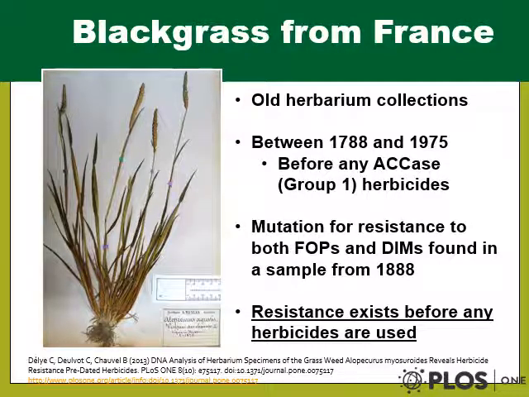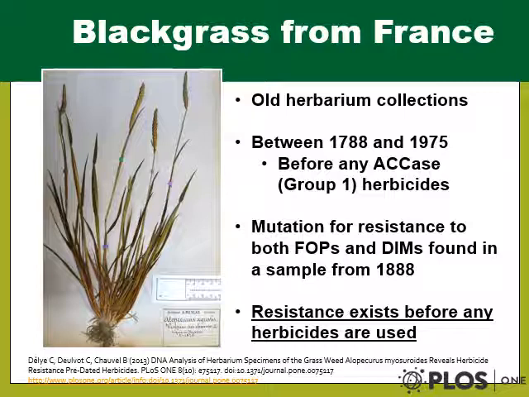This is a weed called blackgrass. It's very common in Europe in wheat. And the scientists went to old herbarium collections that were taken between 1788 and 1975, before any of these ACCase herbicides had ever been used, and they actually found a mutation that confers resistance to these herbicides in a sample collected in 1888.